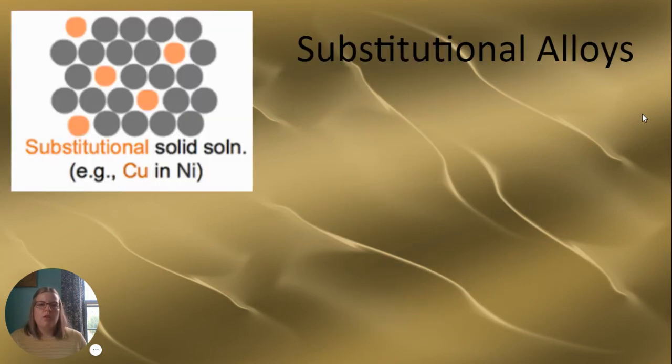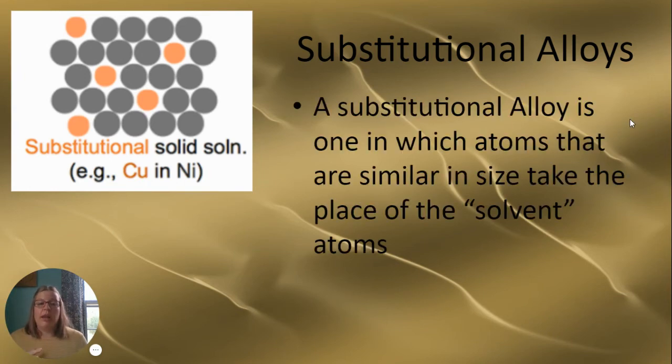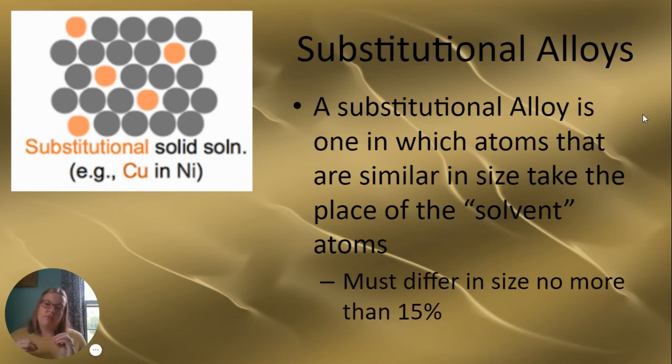Okay, so a substitutional alloy. If you think about the term substitutional, it has the word substitute. And if you think about substituting, it just means you replace something with something else. And that's what happens in a substitutional alloy. A substitutional alloy is one where you have atoms that are close-ish to the same size. They have to be within 15% of each other's size. And you pluck out, essentially, certain metals and substitute in other metals into that mixture.